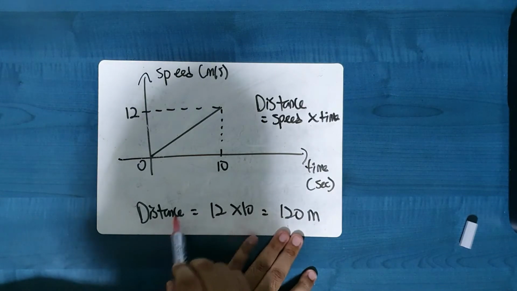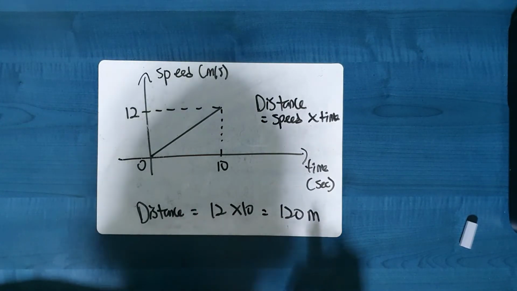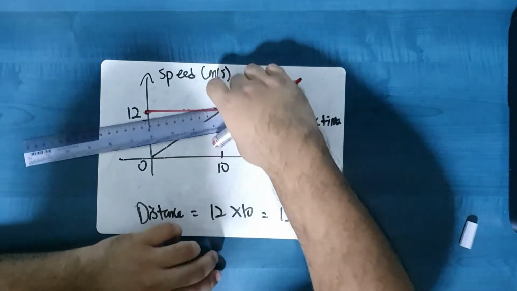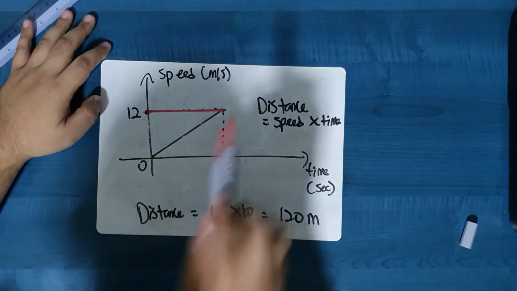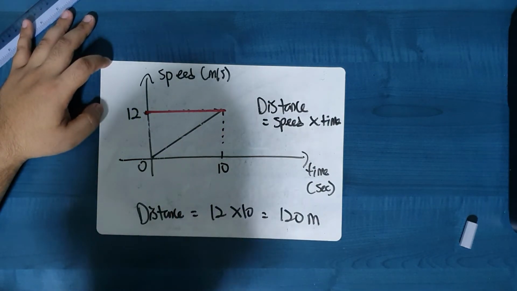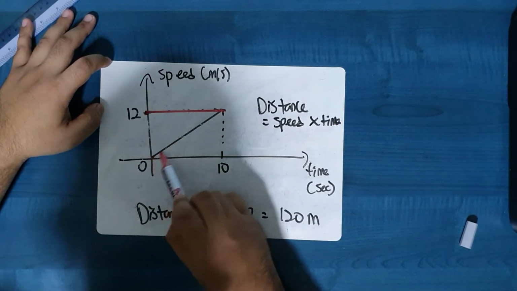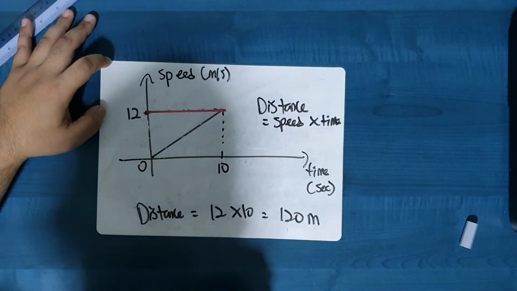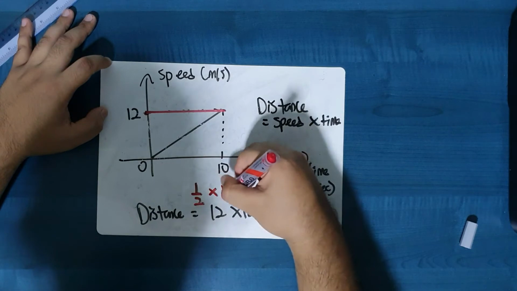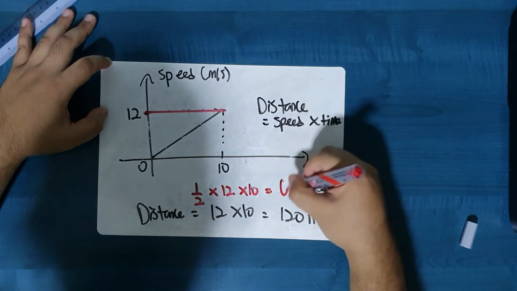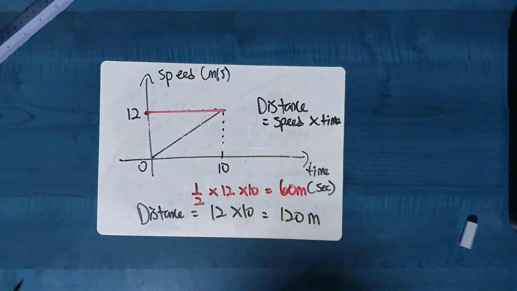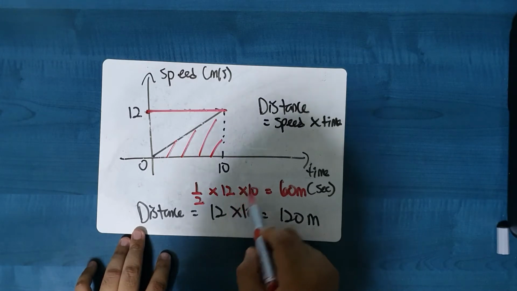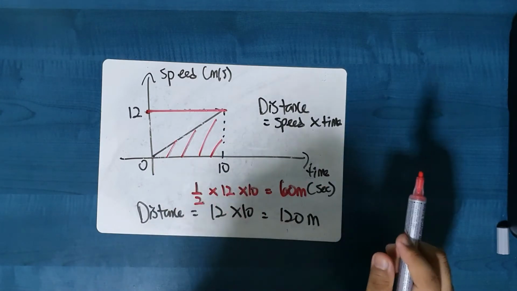Now, this distance, 12 times 10, is only true if his motion is like this. If his motion is this straight line, then we can use 12 times 10. But in fact, for the motion given by this red line, the distance is actually half of 12 times 10. So, the correct way of calculating distance is half times 12 times 10, which is actually 60 meters. Now, half times 12 times 10 is actually the area of this triangle.